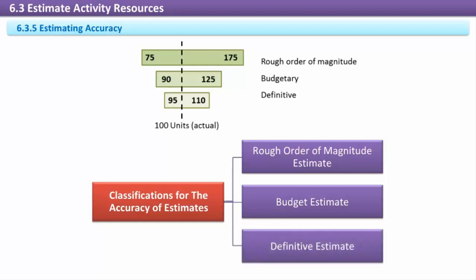Definitive estimate. This type is the most accurate estimate. The variance range for this type of estimate is expected to be -5% to +10%. Definitive estimates should be expected when substantial planning has occurred or project execution has been underway.